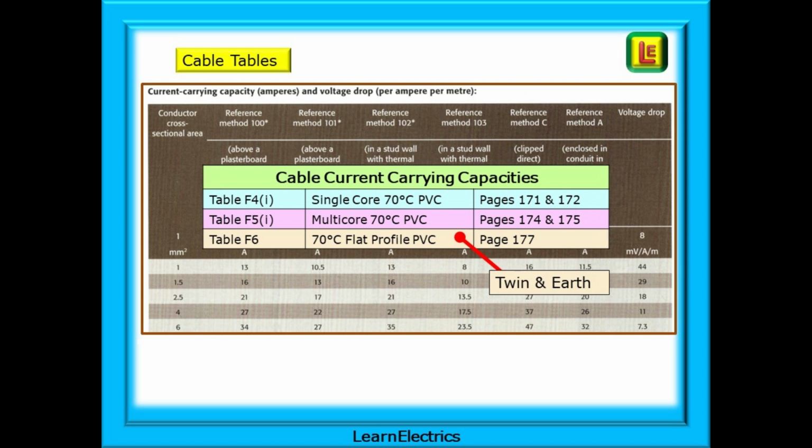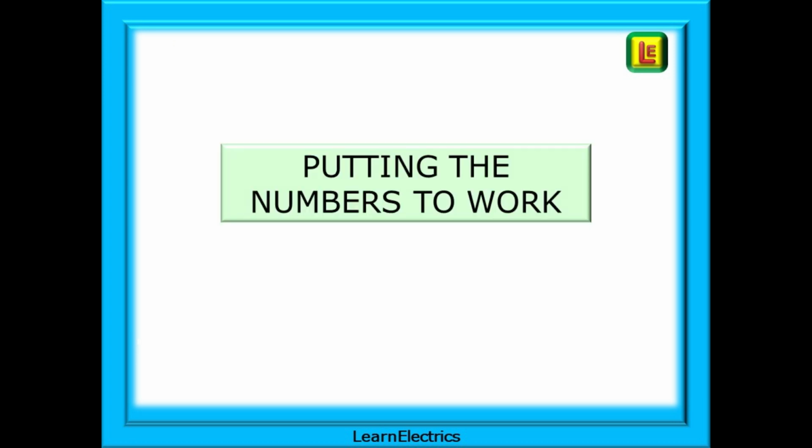There are different tables for different cables. The table for 70 degrees Celsius flat profile PVC cable is what we often call twin and earth. Now we can put the numbers to work and do a couple of worked examples.